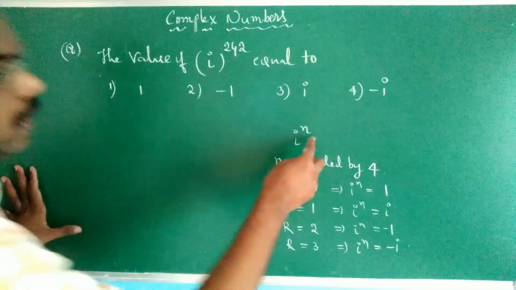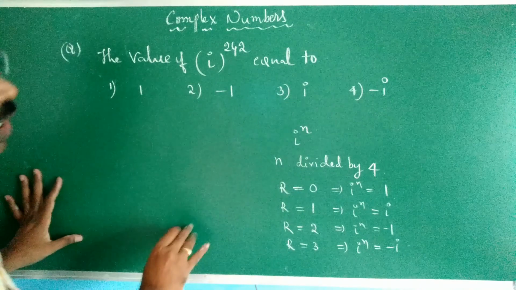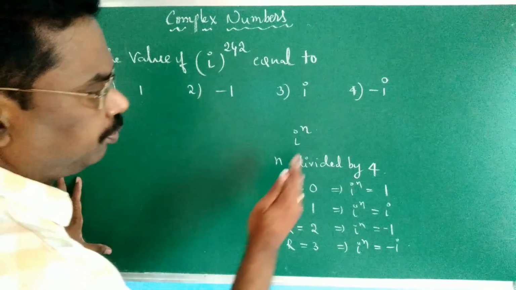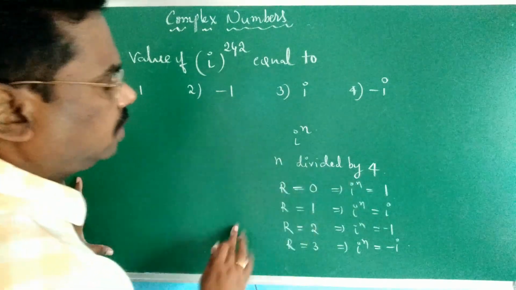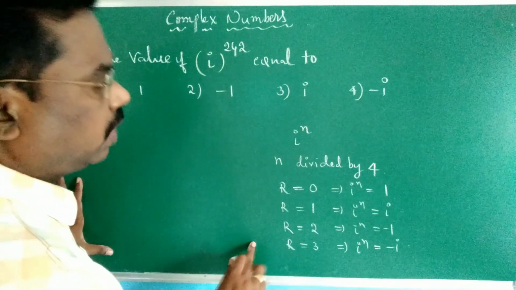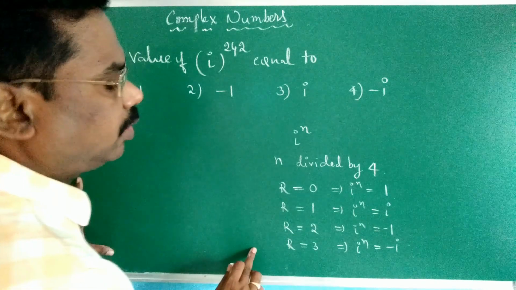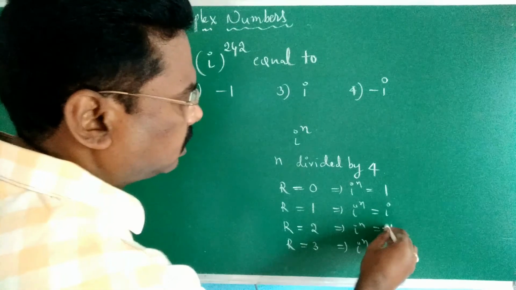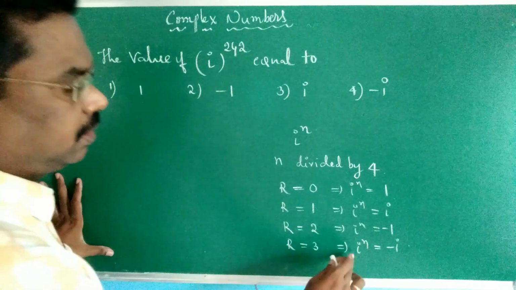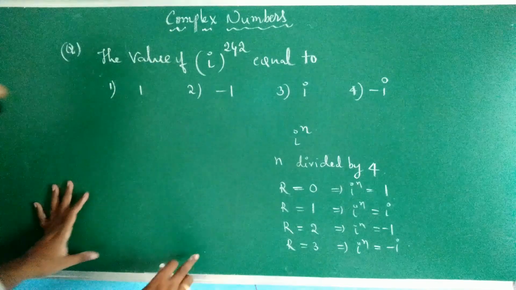Now here, n can be any value. First divide n by 4. Remainder 0, that value is equal to 1. Remainder 1, that value is equal to i. Remainder 2, that value is equal to minus 1. Remainder 3, that value is equal to minus i.